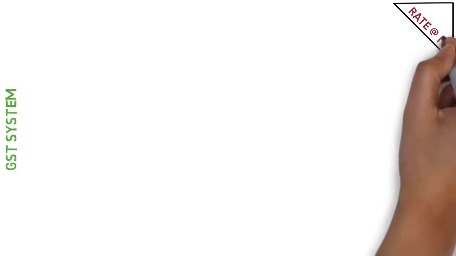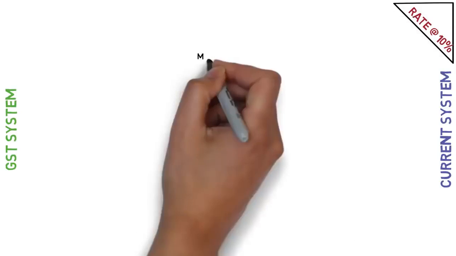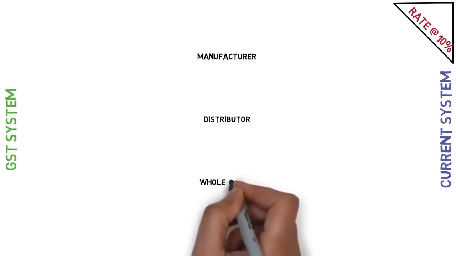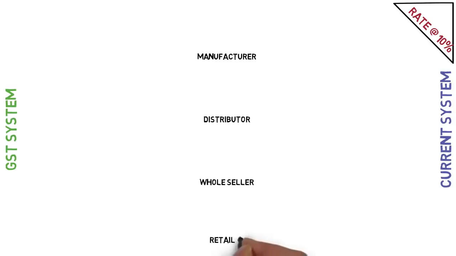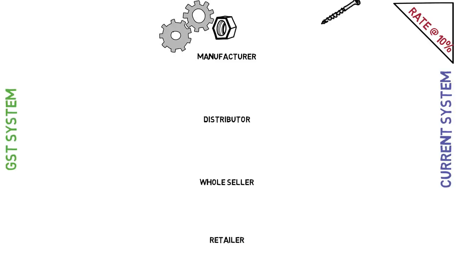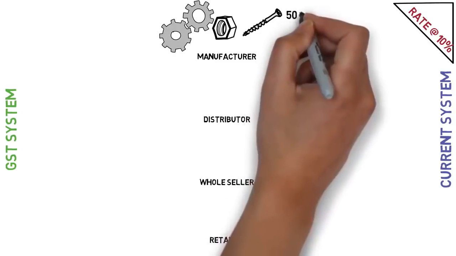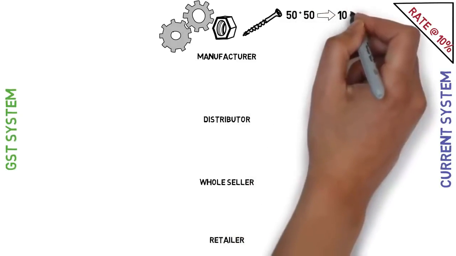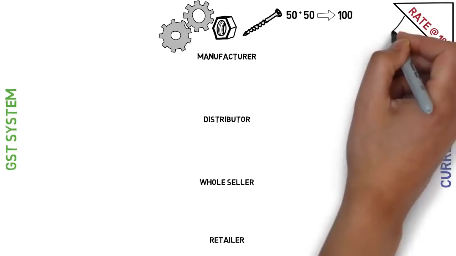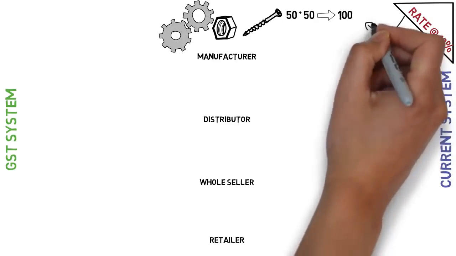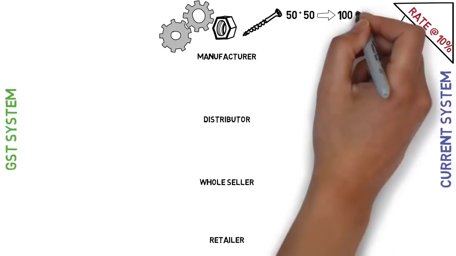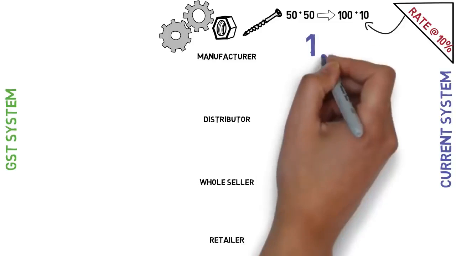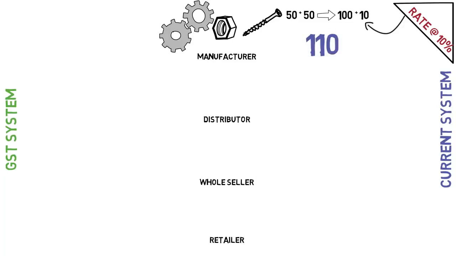Consider a simplified tax rate of 10% at each level. There are generally 4 levels: manufacturer, distributor, wholesaler and retailer. The manufacturer buys raw material, let's say of 50 rupees, and manufactures the product, which adds 50 rupees value to it. So the product becomes 100 rupees. And for selling this product, he needs to pay 10% tax, which is 10 rupees. So the cost of the product for the distributor is 110 rupees.